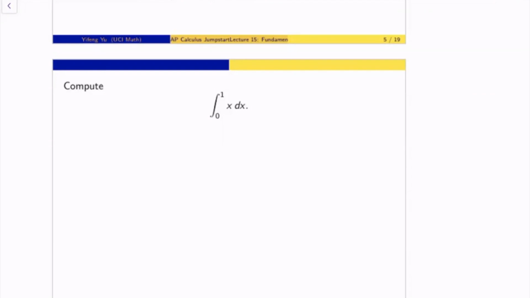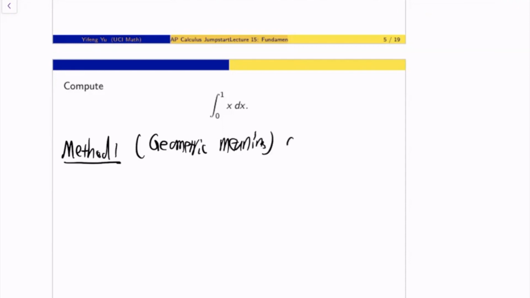Okay, now let's review how we compute the integral of this function from 0 to 1 of x dx. Okay, we can have two methods now. Method one is the method we used before. We forget about the Newton-Leibniz formula and just use the geometric meaning of integration. So this is what we did in the previous lecture. Geometric meaning. Okay, it's the area.